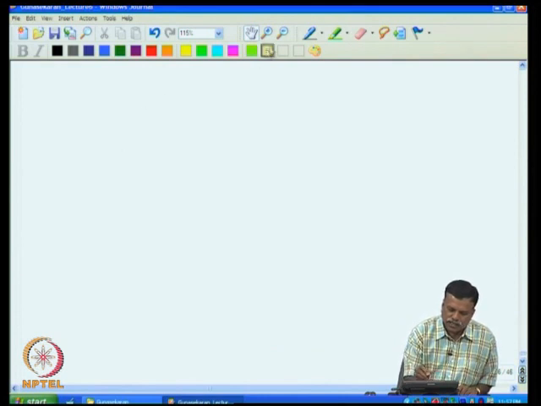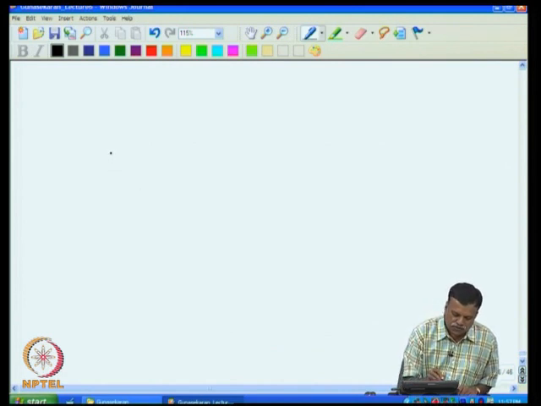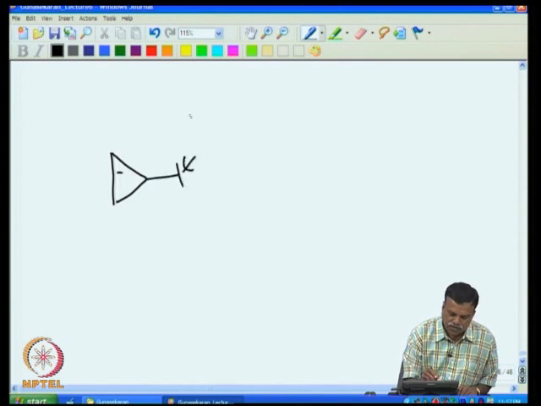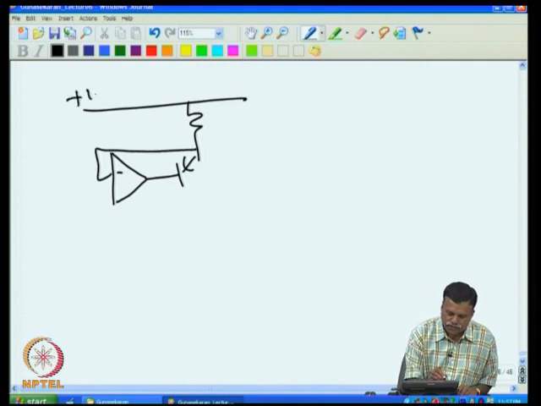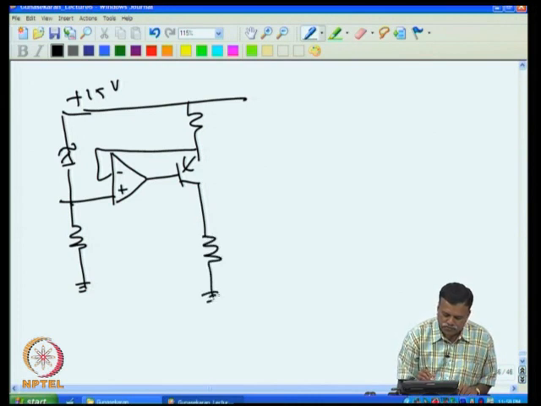Now we have different types of constant current source. I will just show you two different types at this point. So I can make, for example, this is one constant current source which is popularly used. So you have plus 15 volt, and then this is load. Of course, supply is plus 15, minus 15.